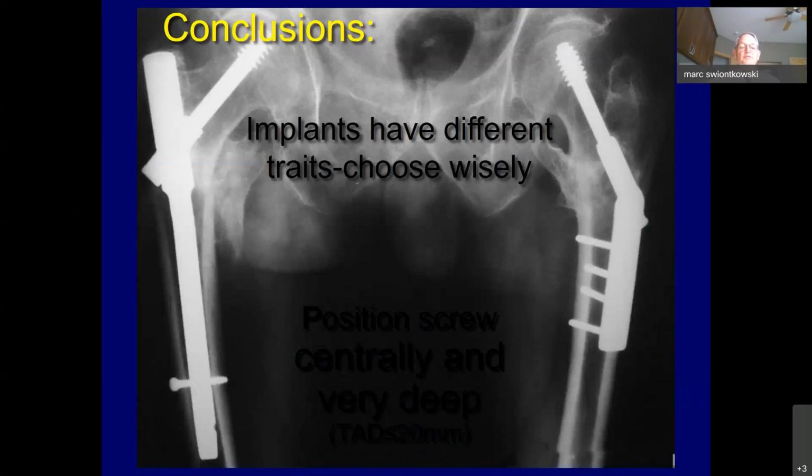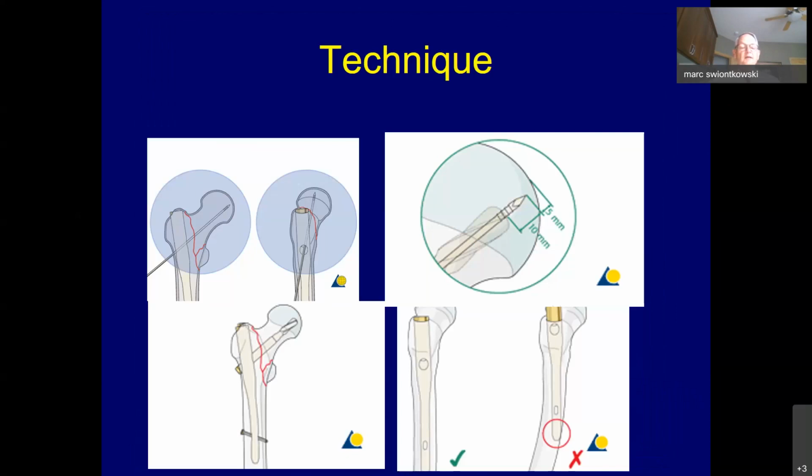They have to be placed correctly. And again, I'm going to refer to this tip apex distance, regardless of whether you're talking about a sliding hip screw or a short intramedullary nail. It's extremely important to get within 5 millimeters of the articular surface on both views, if at all possible.